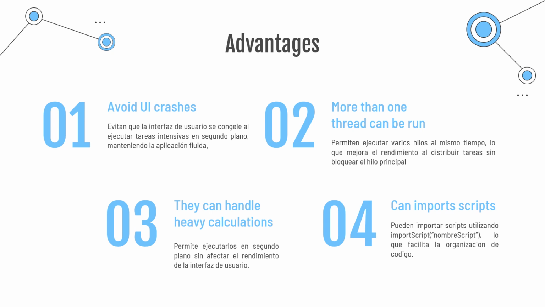Second, more than one thread can be run. Web workers allow running several threads concurrently, improving performance by distributing tasks without blocking the main thread. Third, they can handle heavy calculations. It allows them to run in the background without affecting the performance of the user interface. Fourth, they can import scripts using the importScripts command with the script name, which makes code organization easier.